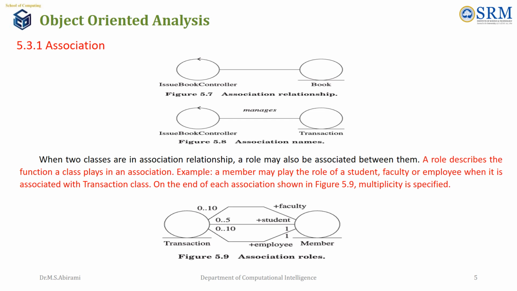At the end of each association shown in figure 5.9, multiplicity is specified. For example, in figure 5.9, we have a member as the entity class and we have the transaction class also. In this library management system, a faculty can take a maximum of 10 books. A student may take a maximum of 5 books as a limit. And for the employee, the maximum limit of books issued may be 10. That is mentioned here, along with the relationships.